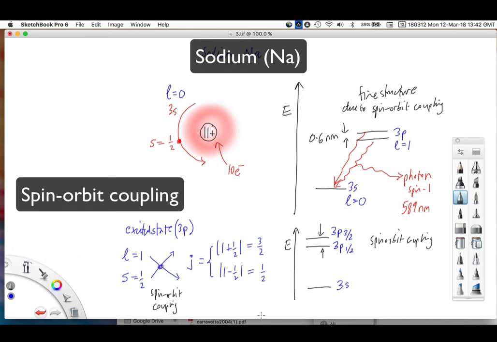And then we have the 3s state of the sodium electron. This has angular momentum L is 0. So when we couple that to the spin 1/2, we only get one possibility, which is 1/2. So there's no spin-orbit coupling in the 3s state. And the emission of yellow light from sodium is caused by these two transitions. And there's a splitting of about 0.6 nanometers in the spectral line structure of sodium caused by the spin-orbit coupling.